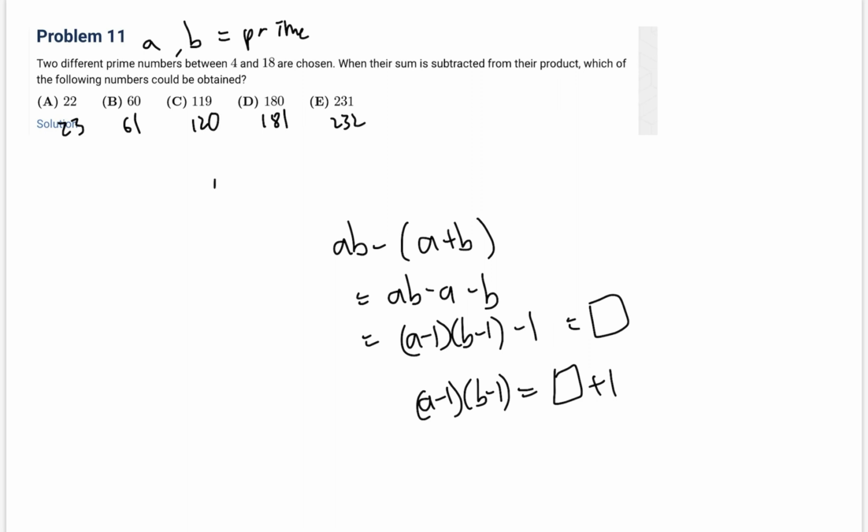So if we go to 120, then we would get 10 times 12. This doesn't work because 10 becomes 9, and 9 is not a prime number. So let's try 6 and 20. This works: 5 times 19. 5 is a prime number, 19 is a prime number. Therefore, 120 should be the answer, and the answer is C.